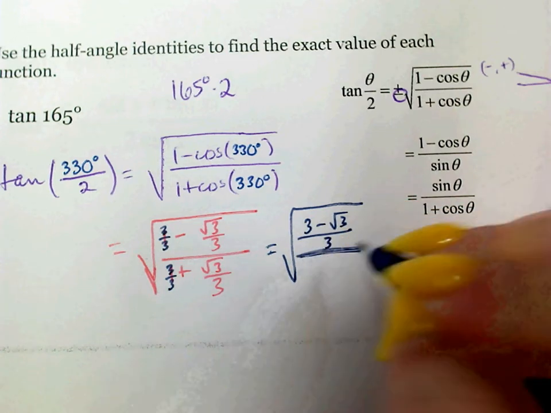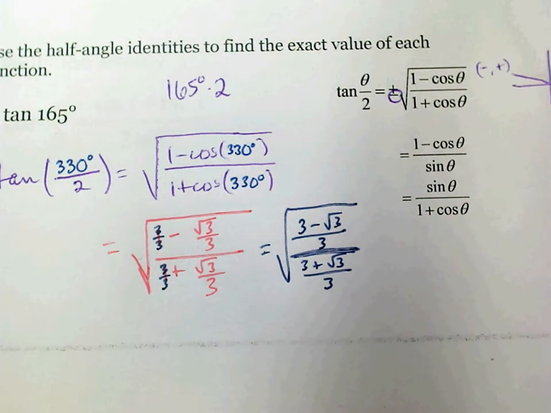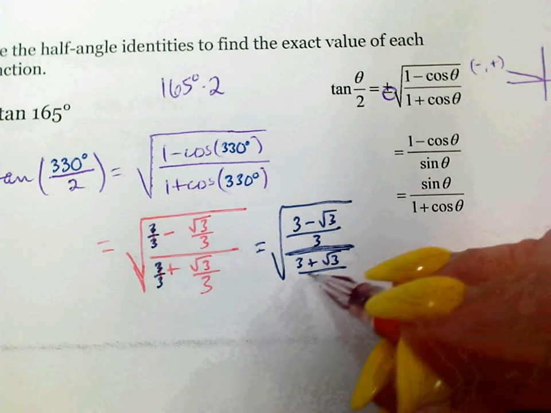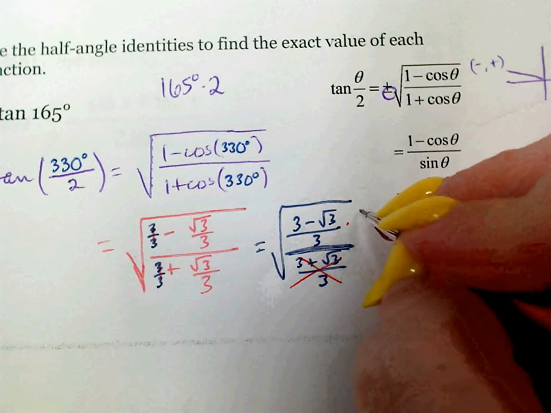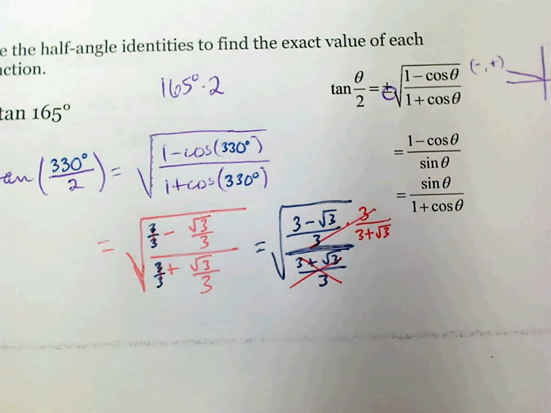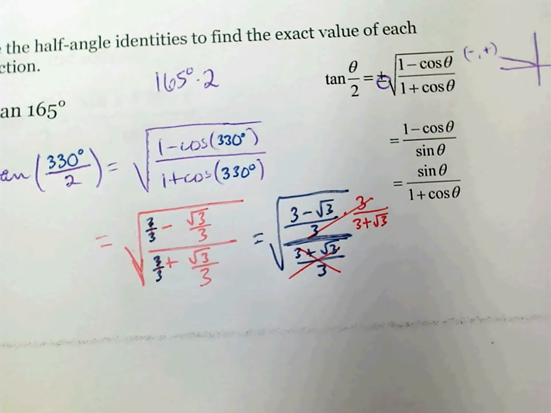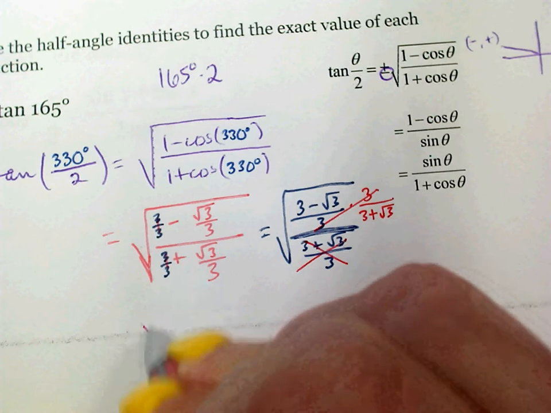When we flip and multiply, we multiply by 3 over 3 plus the square root of 3. The 3's in the numerator and denominator simplify out. 3 divided by 3. None of these 3 simplify out. Thank you. Please don't do that. And I'm left with the square root of 3 minus the square root of 3 over the square root of 3 plus the square root of 3.